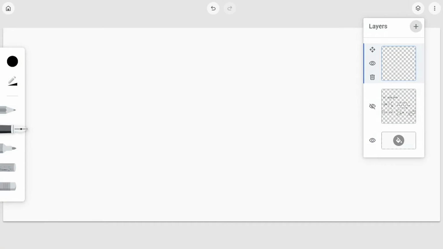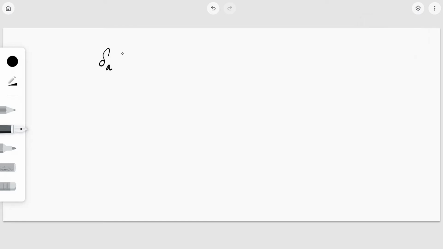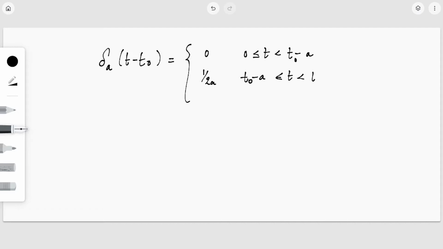So for that, let us consider the unit impulse function, that is delta a of t minus t dot. This is nothing but 0 when 0 is less than or equal to t less than t dot minus a, and 1 by 2a when it lies between t dot minus a and t dot plus a, and again 0 when t is greater than or equal to t dot plus a.